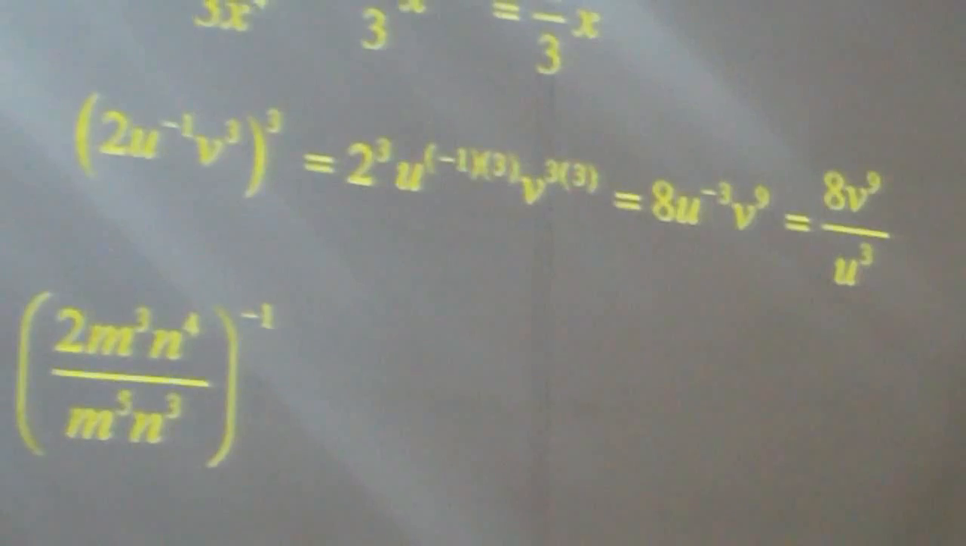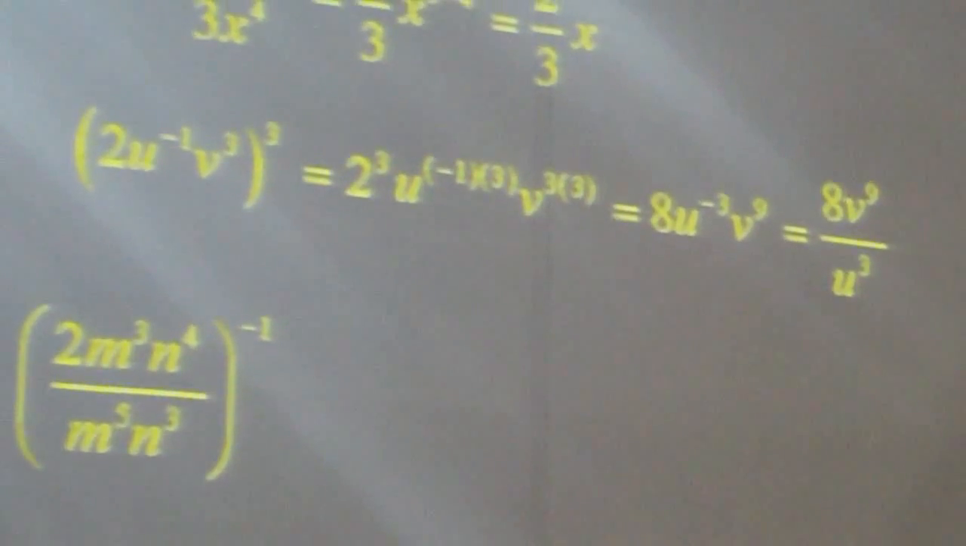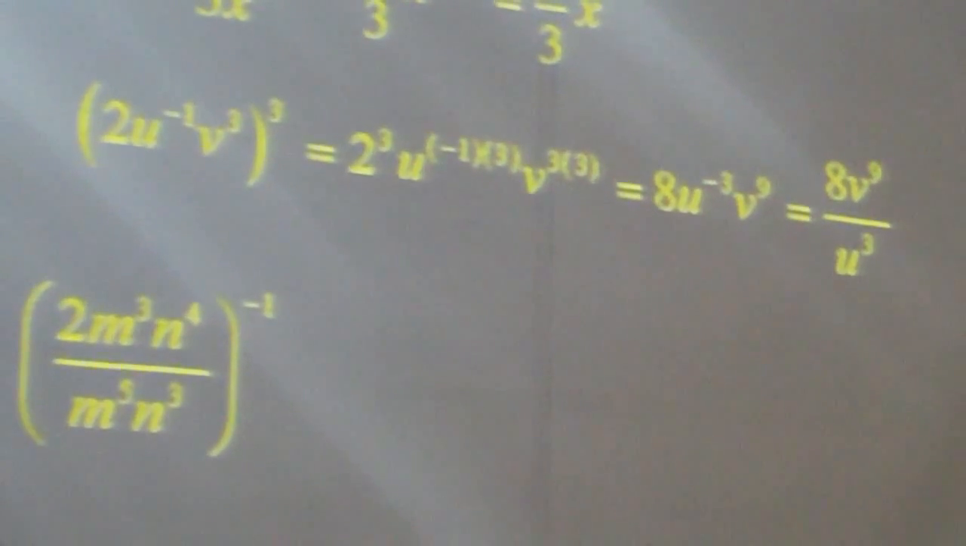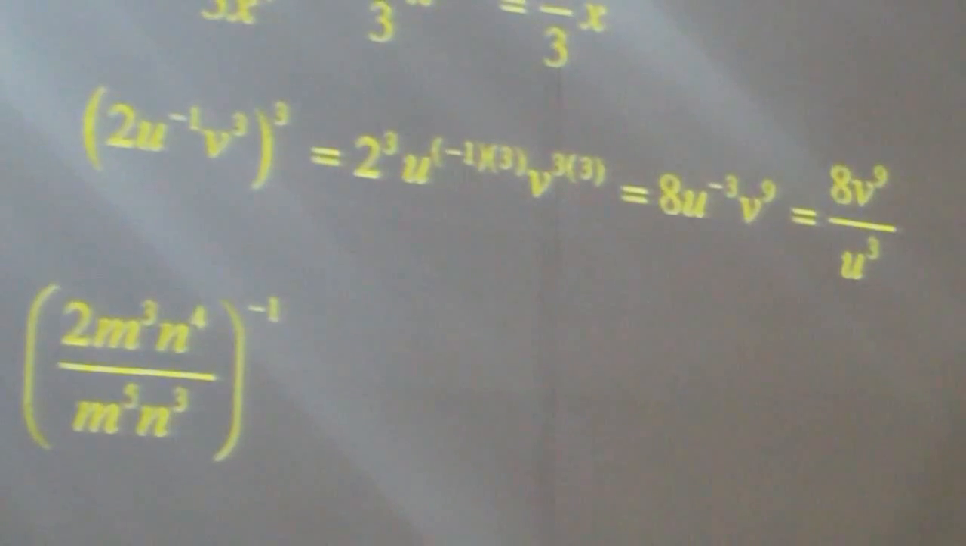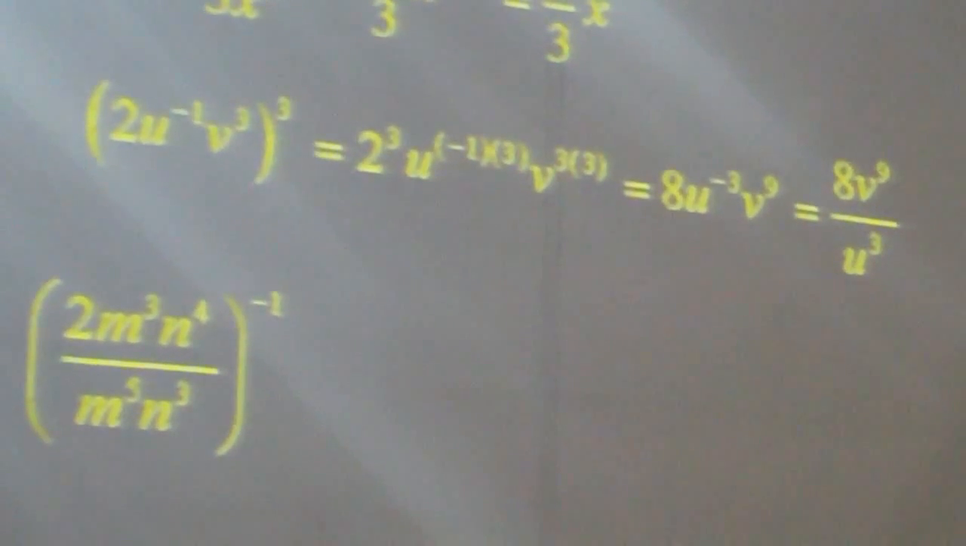However, only positive exponents, so how do I make the negative 3 positive? Put it on the bottom. Okay. So final without negative exponents, 8v to the 9th over u to the 3rd.